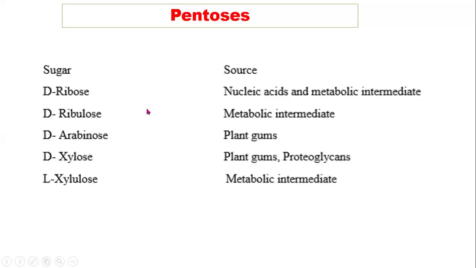So what about pentoses? Pentoses are 5-carbon sugars. We have D-ribose, D-ribulose, D-arabinose, xylose, and L-xylulose. D-ribose is found in what? Nucleic acid, and it's a metabolic intermediate. What about D-ribulose? It's a metabolic intermediate. D-arabinose is found in plant gums. Xylose is found in plant gums and also in some proteoglycans, while L-xylulose is found as a metabolic intermediate.